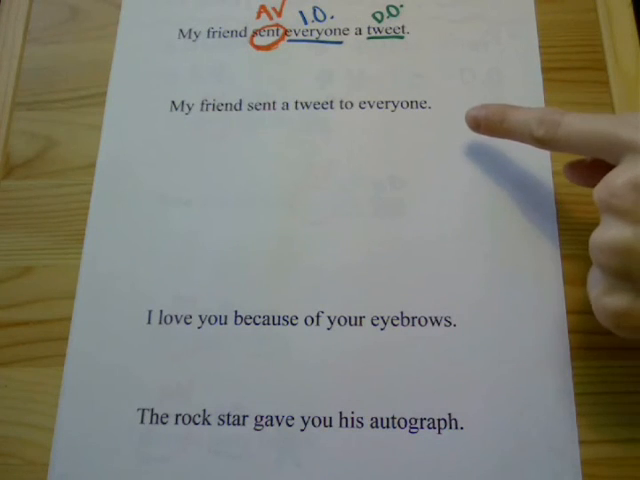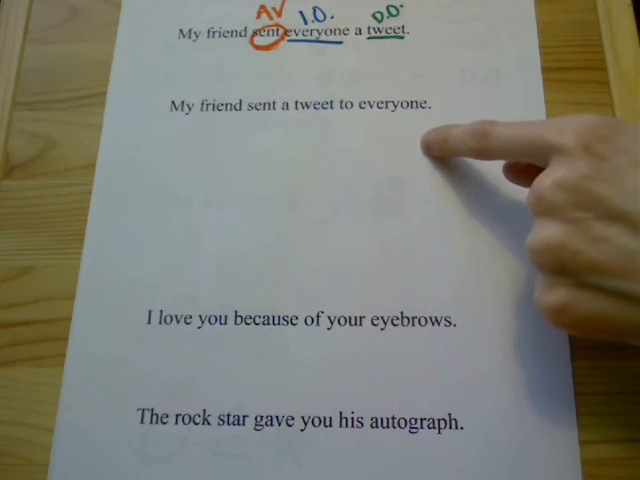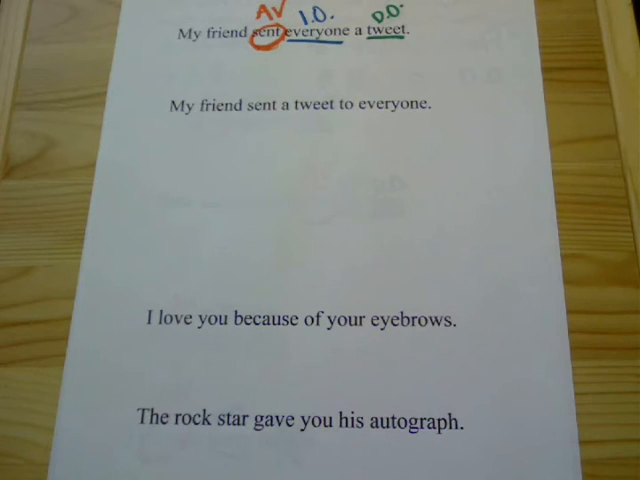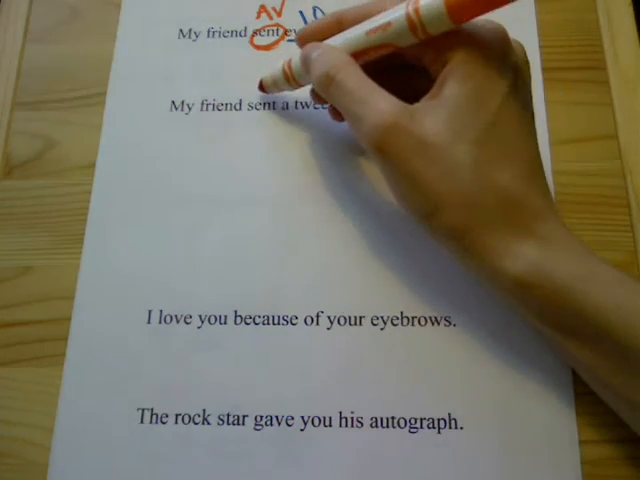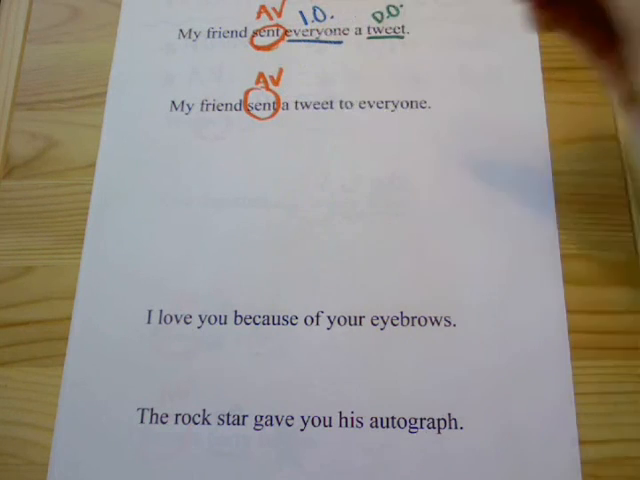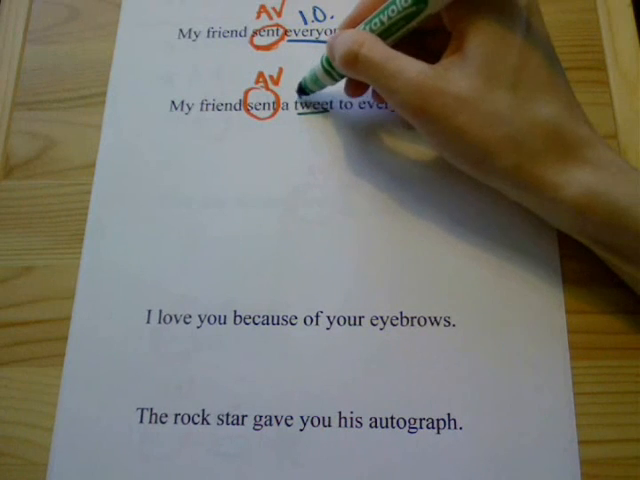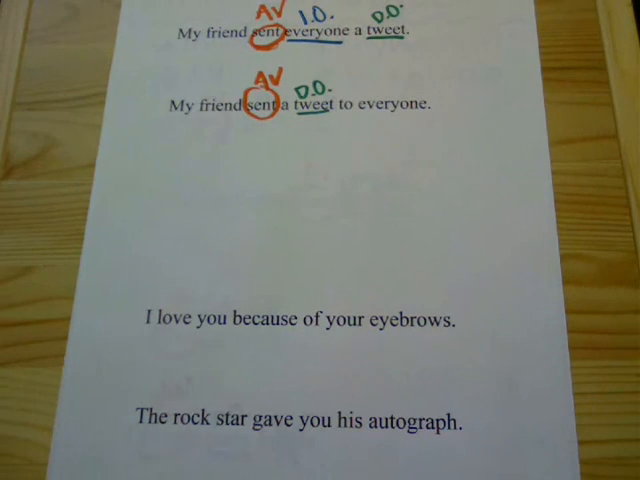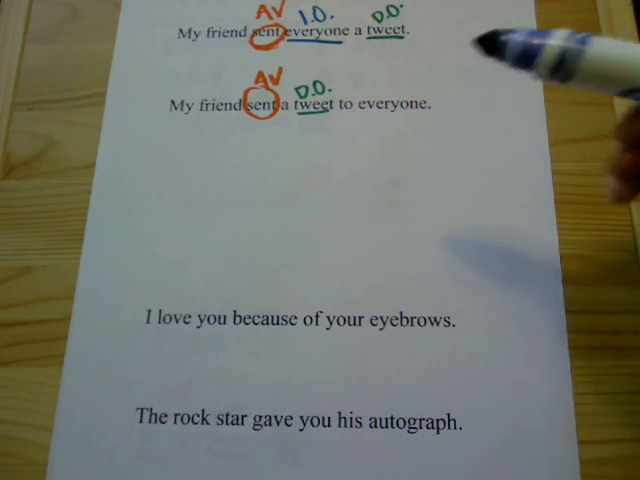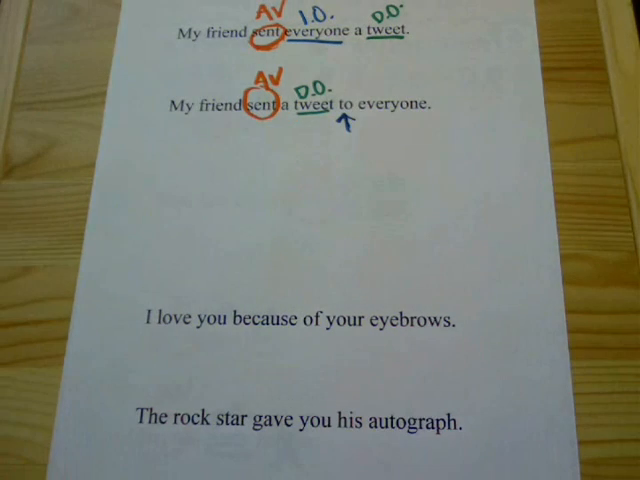Now, here's another one of the tricky ones. So this sentence looks like the same sentence as the one above it, right? My friend sent a tweet to everyone. So think about the tricky sentence we did on the last page, and let's go through this. So our verb here is sent. Again, action verb. My friend sent what? The tweet, that's our direct object, to everyone. Now again, it seems to answer the to or for what. My friend sent a tweet to or for what? Everyone. Except, ding, ding, ding, we have that preposition there.